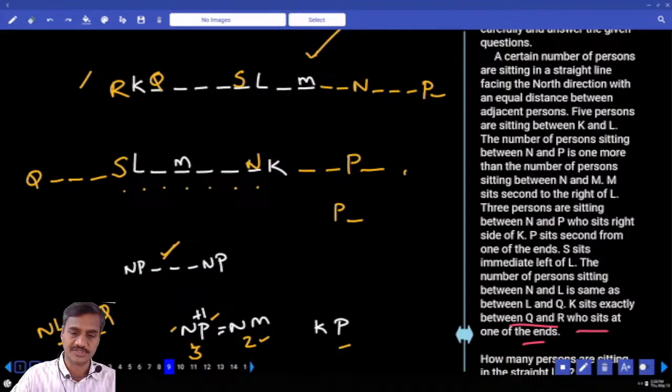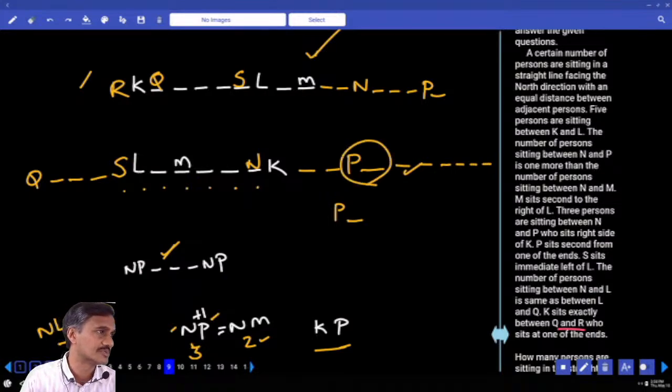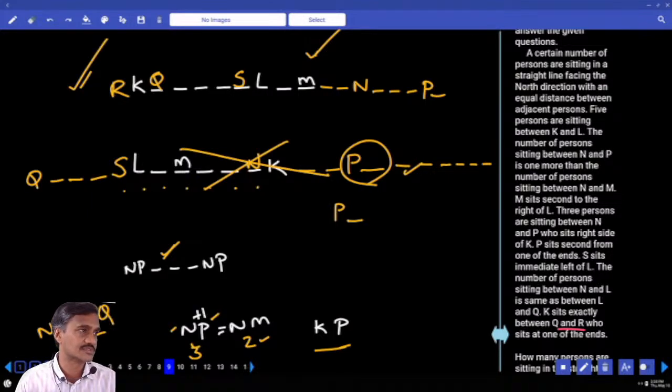Now here in the second case, P is to the right of K. Now we need to have 10 more persons to the right, then between which two? K sits exactly between Q and R. 1, 2, 3, 4, 5, 6, 7, 8, 9, 10. Then P being second from the right hand end is not possible. Hence this case is completely ruled out. Now we are left with this.